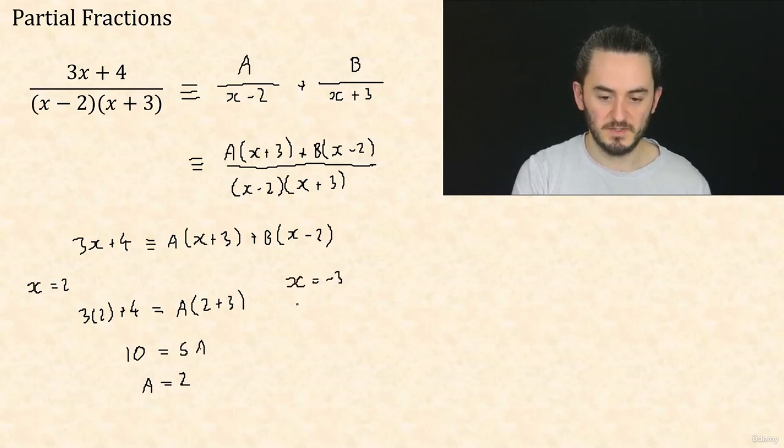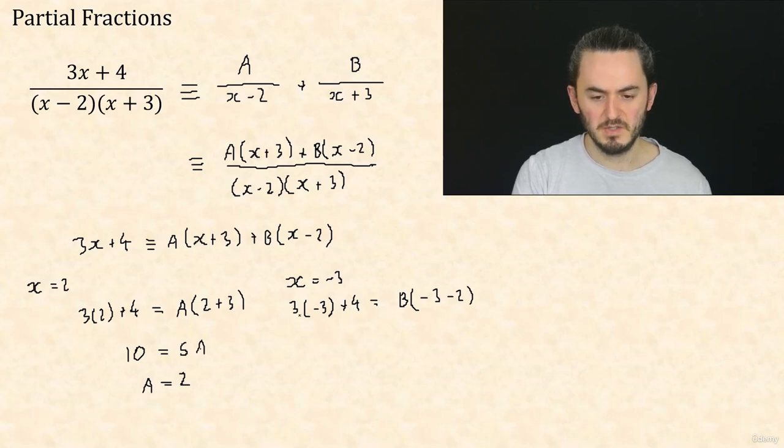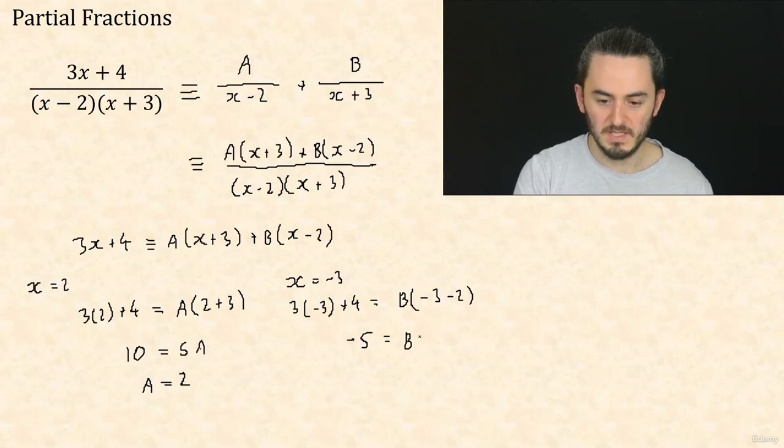So let's do that. If I sub that in, I get 3 lots of negative 3 plus 4 is equal to, well, we get 0 from this, because a times negative 3 plus 3. So I've just got b and then minus 3 minus 2. So what does that give me? That gives me negative 9 plus 4 is negative 5. And then that's b times negative 5. All right, we'll divide both sides by negative 5, and b is 1.